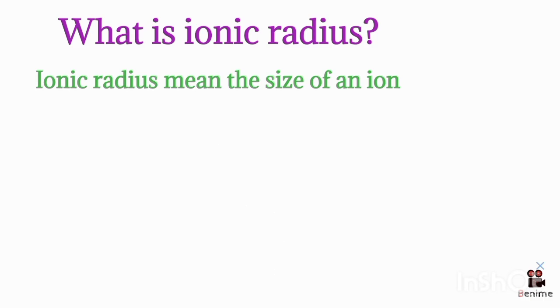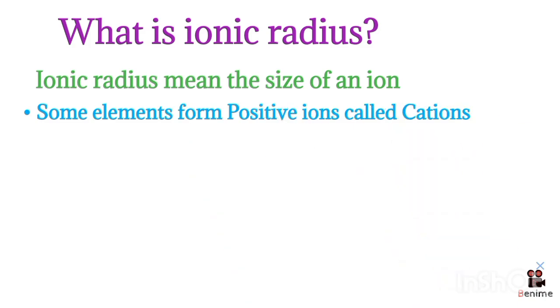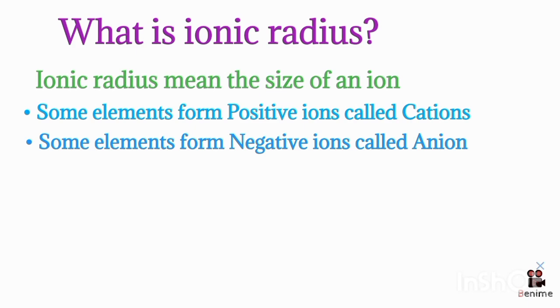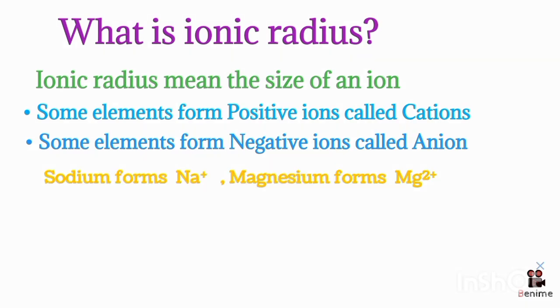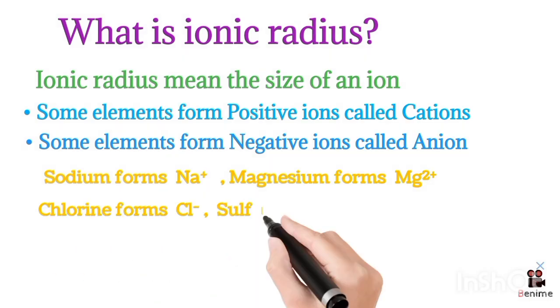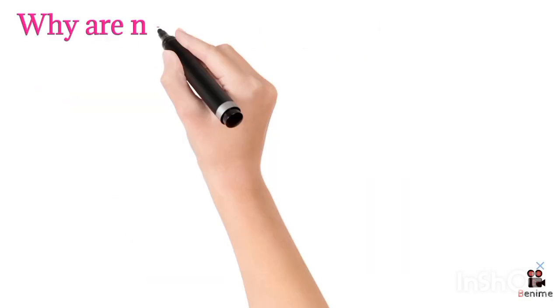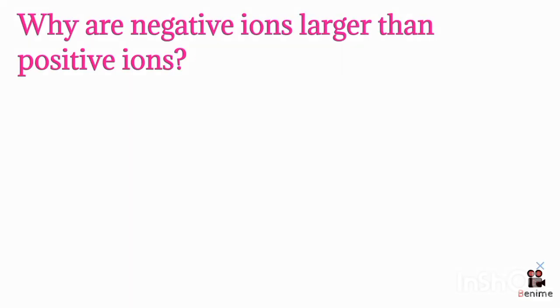Now remember, in period 3, some elements form positive ions, called cations, and some elements form negative ions, called anions. For example, sodium forms Na⁺ and magnesium forms Mg²⁺, which are positive ions, while chlorine forms Cl⁻ and sulfur forms S²⁻, which are negative ions. Now the question is, why are negative ions larger than positive ions?